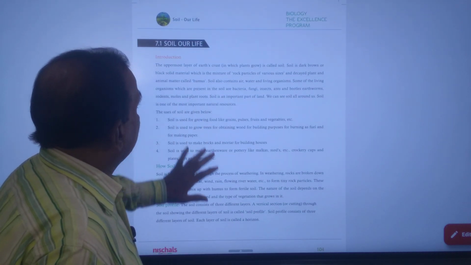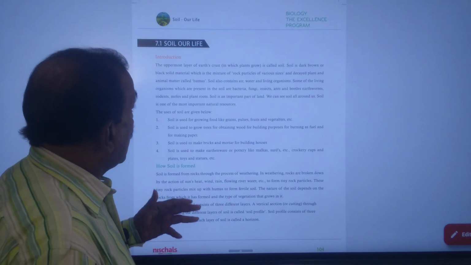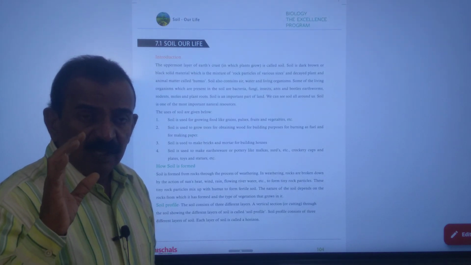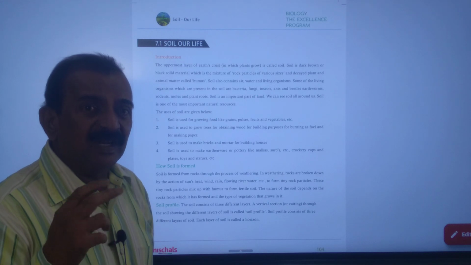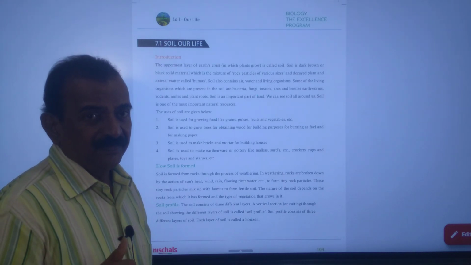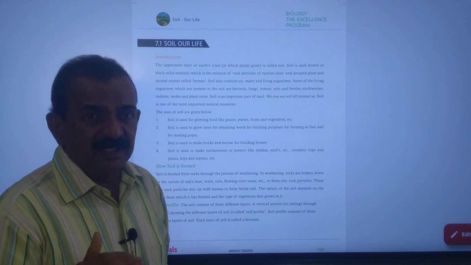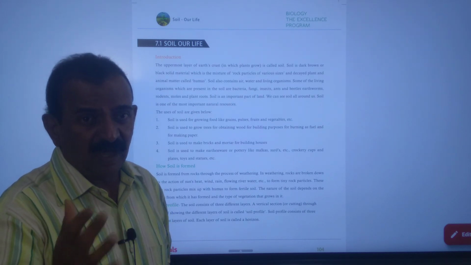So here you are observing the introductory part that shows how the soil is formed. And I told you how the soil is formed. The topmost layer of the earth crust is called soil. And I told you how the soil is formed, and this soil is formed by means of what? Weathering of rocks.